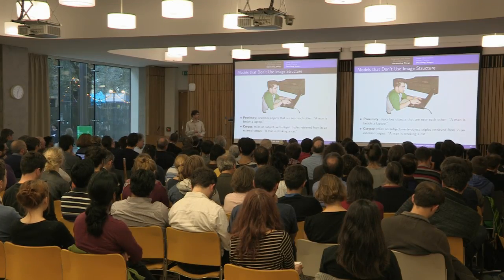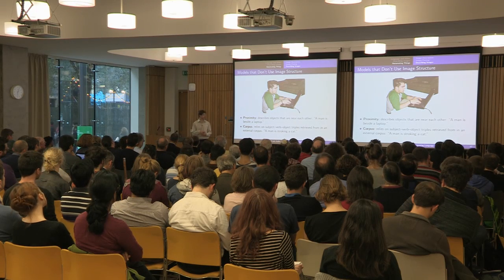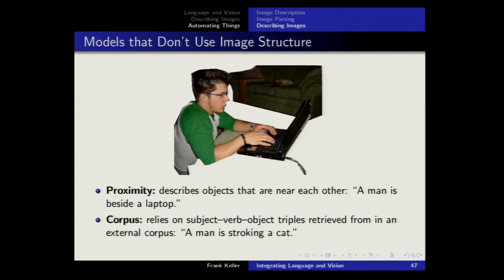And here the model could come up, for example, with a man is stroking a cat, because there's a cat in the image, right? And it doesn't know that the cat isn't in any relation with the man. So in the corpus, it sees that man and cats, they're often in this relationship where the man strokes the cat. So maybe that's a good description. So that's another model that doesn't rely on image structure.